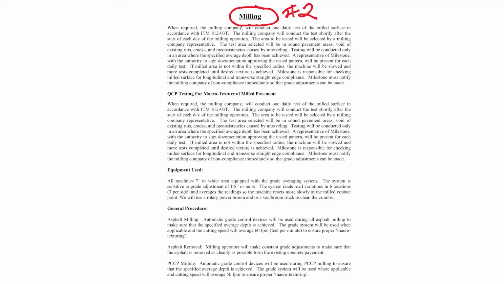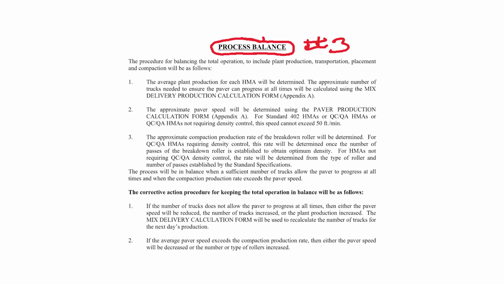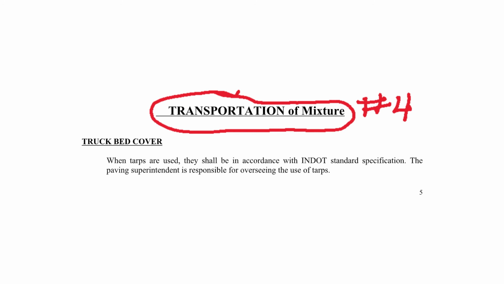Milling, the second part of the QC plan, is just addressing the milling. It talks about the testing for any of the milling operations. Brian and Scott will talk about this later on this afternoon. And then 3 is the process balance, just like Jay went over with your plant production, your paver production, and then your compaction calculation.